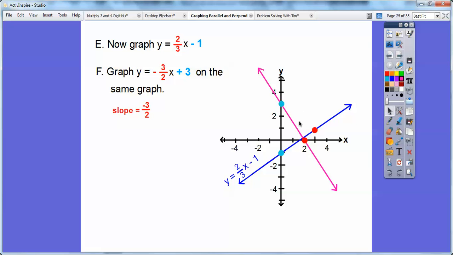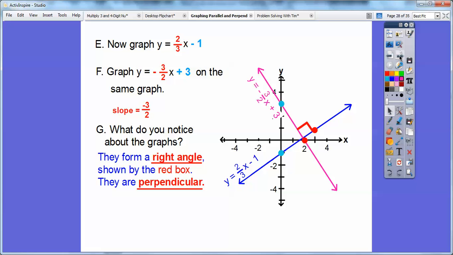You remember back in 4th grade they talked about right angles. Can you see that this is a right angle right there? So there's the equation. What did you notice about their graphs? They make right angles, and right angles make perpendicular lines. So these lines are perpendicular, and that's how you spell perpendicular. To show perpendicular, we put this red little box right here. That's the code for right angle or perpendicular. In geometry, you'll see a lot of that symbol.